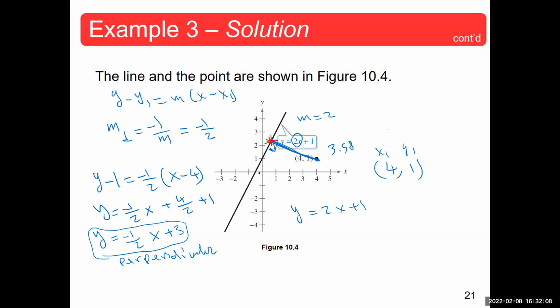Okay, so that's all I need from chapter 10, basically finding an angle between two lines and finding the distance from a point to a line and the equation of that line.